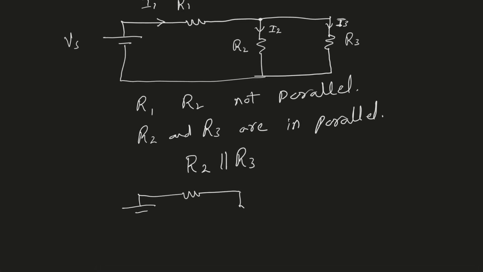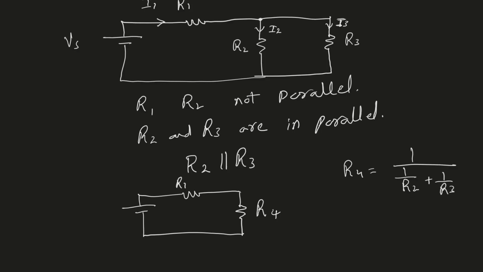I will have R1 as before, but R2 and R3 will be represented by a different equivalent resistance. And instead of writing R equivalent, I'm going to give it a different name so that it's easier to use in future. So I will call it R4, okay? And R1 was over here. So now you see R4 is the parallel combination of R2 and R3. So therefore R4 is equal to 1 over R2 plus 1 over R3. So that is the value of R4.